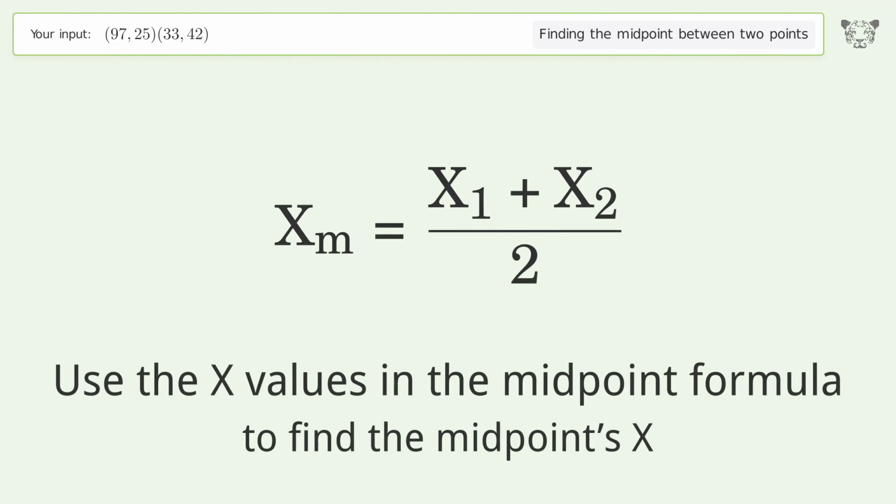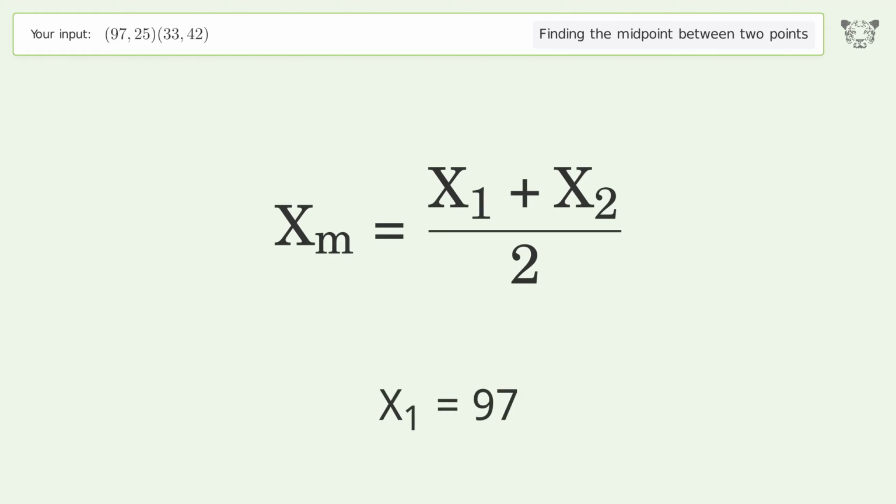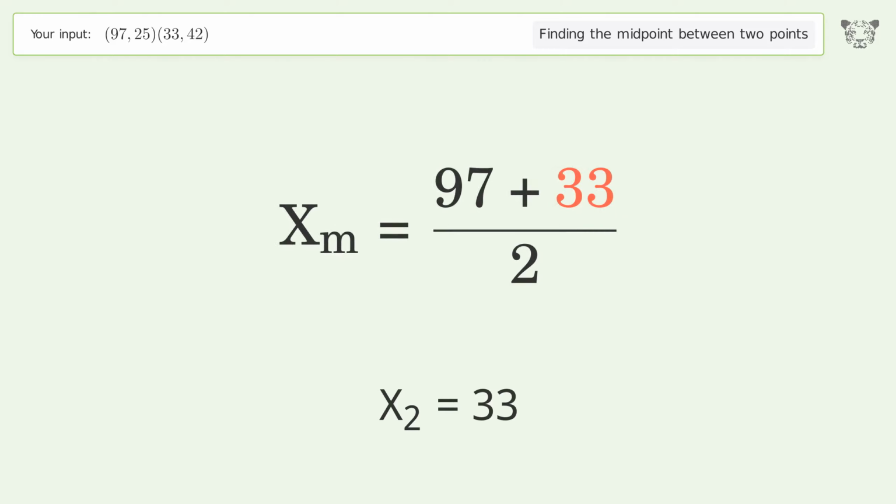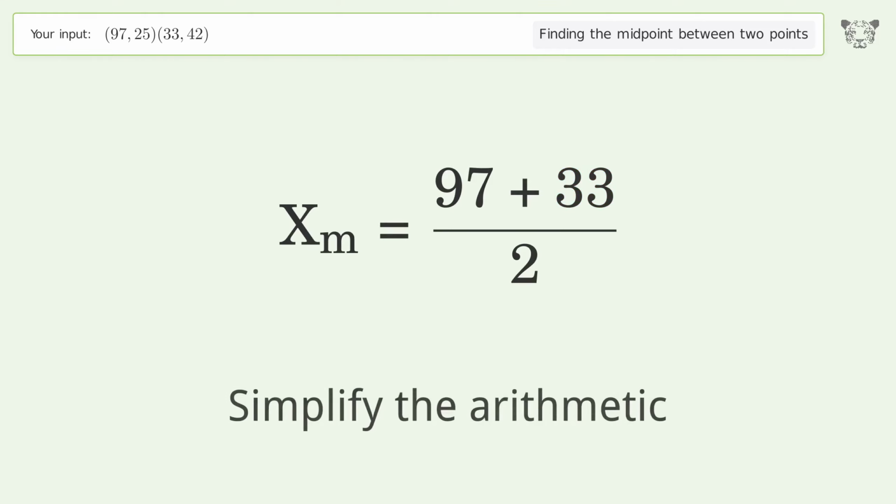Use the x values in the midpoint formula to find the midpoint's x. x1 equals 97. x2 equals 33. Simplify the arithmetic.